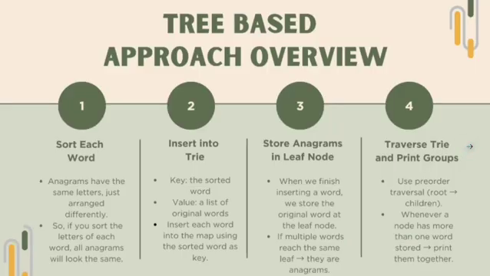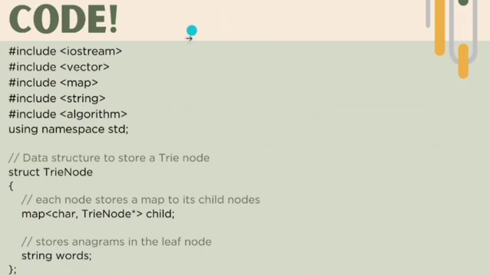The approach overview of our tree-based solution: first, sort each word, because anagrams have the same letters, just arranged differently. Insert the sorted word into a tree. Each character becomes a node in the tree. Store the original word at a leaf node. All anagrams end at the same leaf. And fourth, traverse the tree and print the groups. Whenever a leaf has more than one word, those are printed as anagrams.